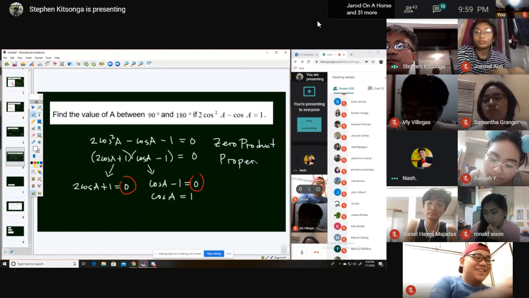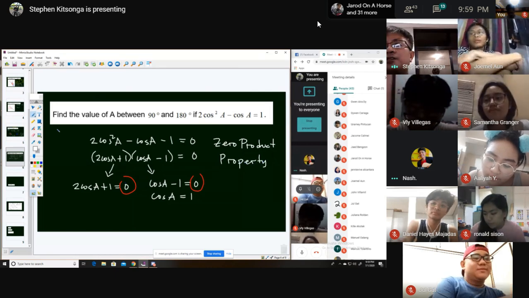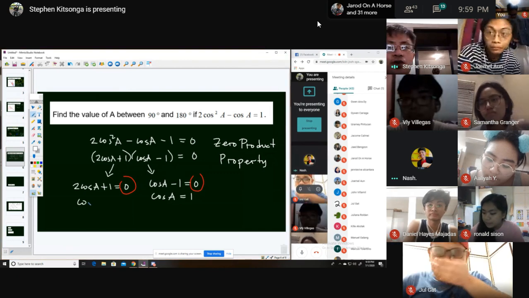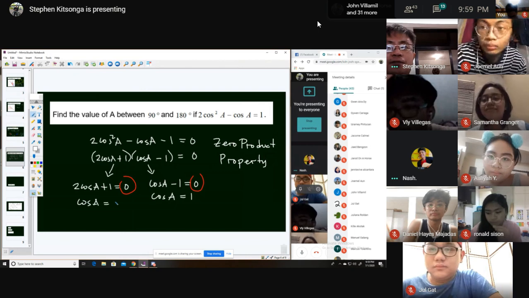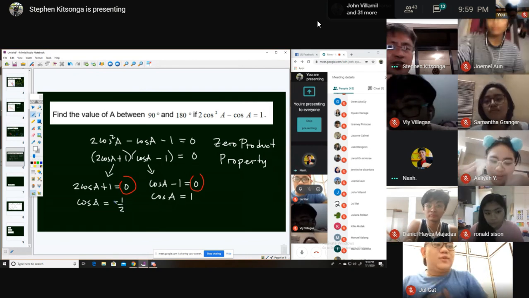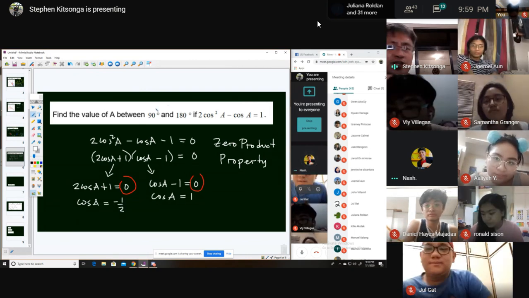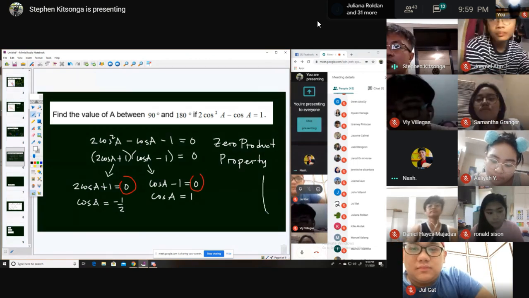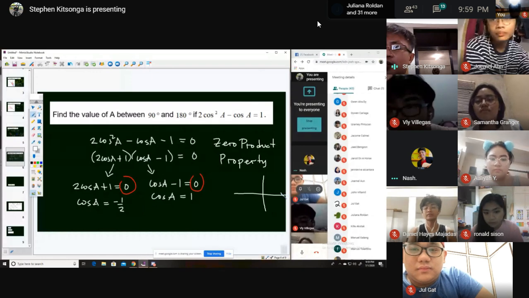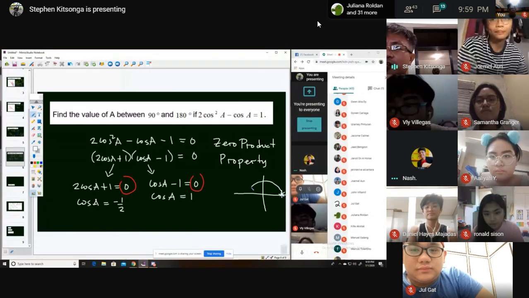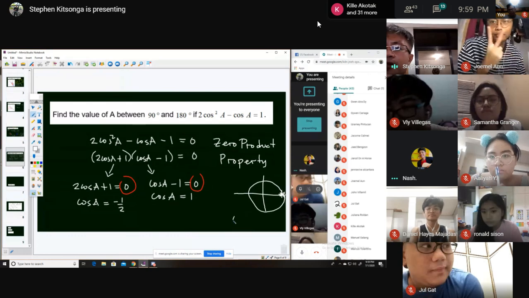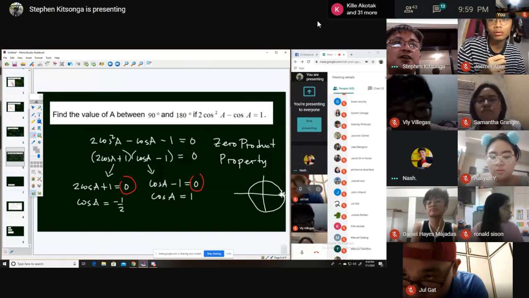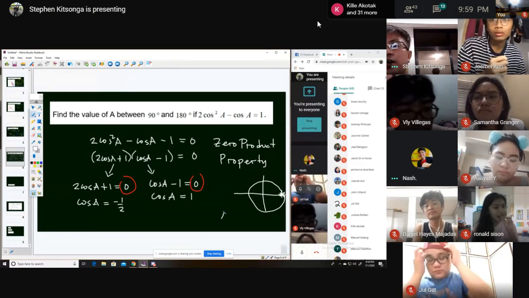Property yan. Yeah. So anyway, here, you will get cosine A equals negative 1/2. Either way, solve natin parehas. Mamaya natin tindihin to para more practice. Cosine A is 1 on the unit circle. You know na nag-1 siya dito. Unit circle yan. Nag-1. Saan angle yan? Hindi pala theta yung angle. Ano yung nakasulat dyan ang angle?